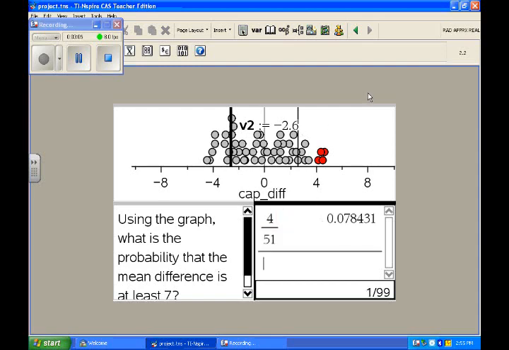And that it would be statistically significant because less than 8% of the total values in our simulation would have been this extreme.